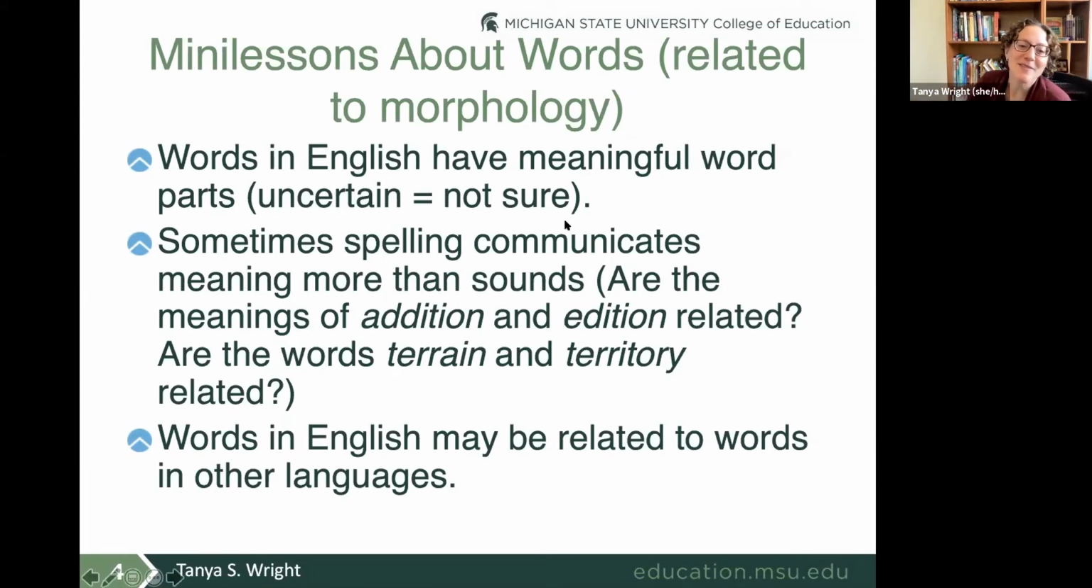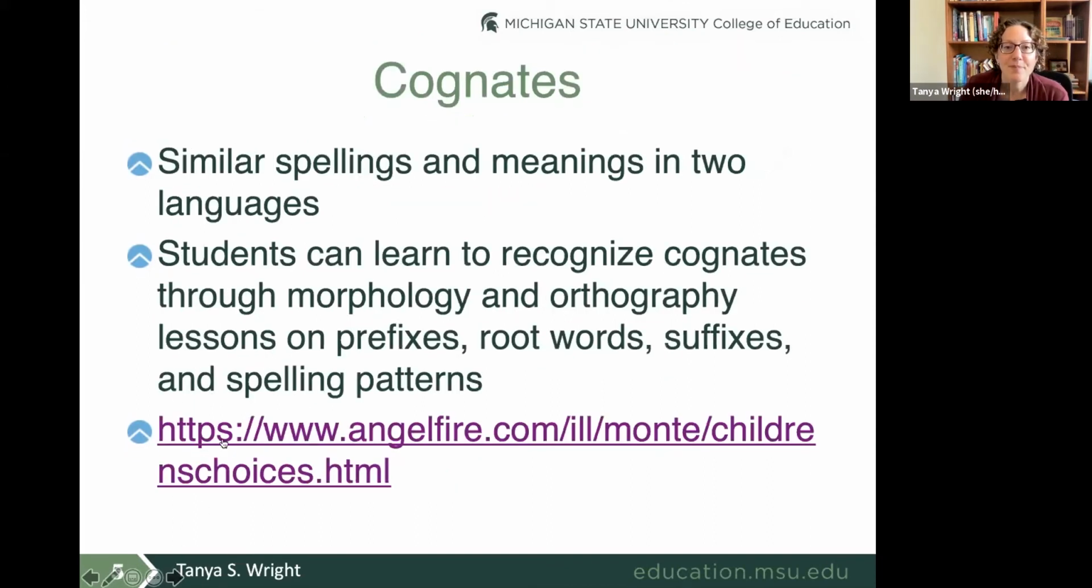Okay. Another piece of information really helpful for kids to know is that words in English may be related to words in other languages. And we call that cognates. And this is the idea that the words might have similar spelling and meaning in two languages. And for English, it's usually with other languages that also have Greek and Latin roots.